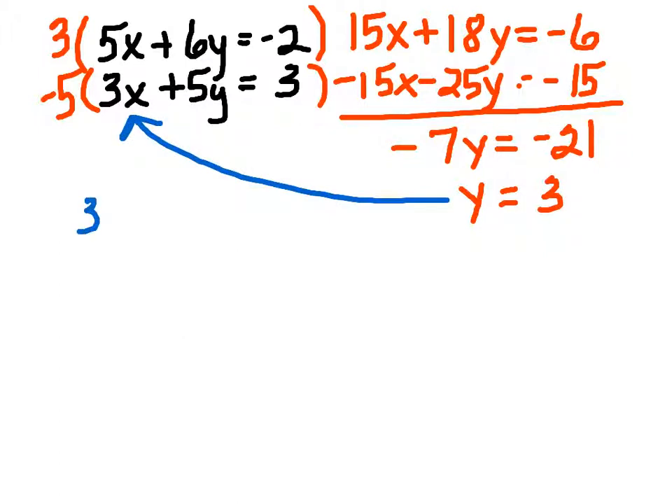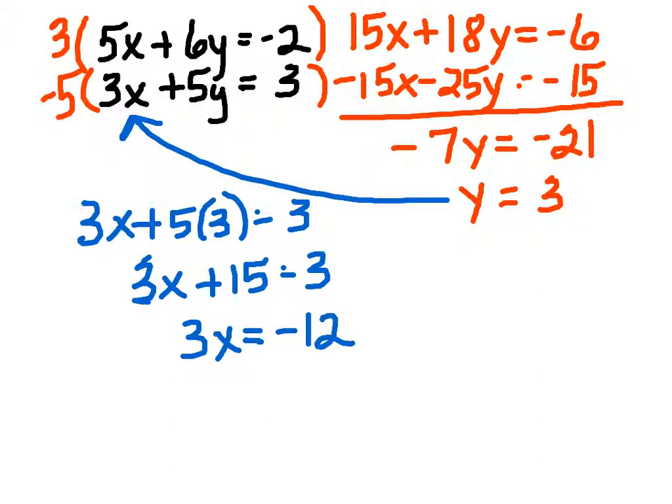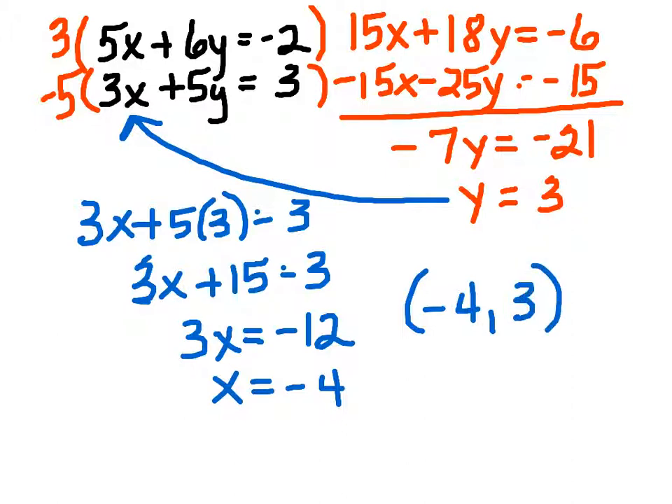So I've got 3 times x, x is what I'm looking for, plus 5 times 3 equals 3. And 3x plus 15 equals 3. And 3x is equal to, whoops, negative 12. So x is equal to negative 4. And we have negative 4, 3 for my solution.